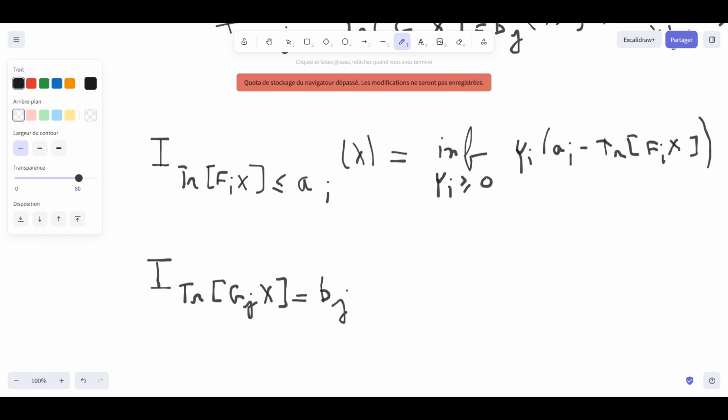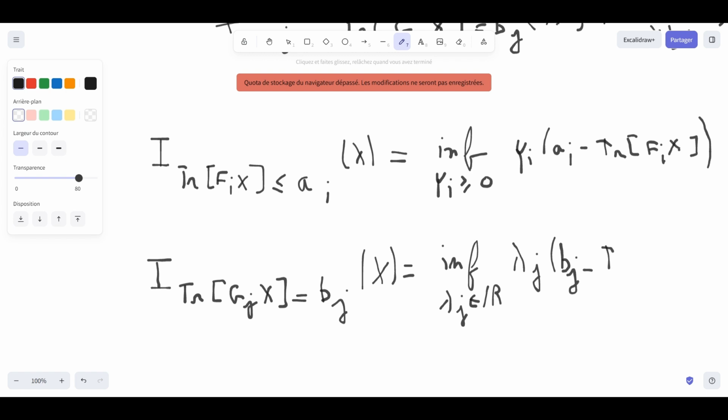Okay, Gj of x, so you can take lambda, but this is one because it's an inequality and not an equality. For an equality instead of an inequality, you can take lambda j being in R, and so it's just lambda j of bj minus trace of Gj of x.